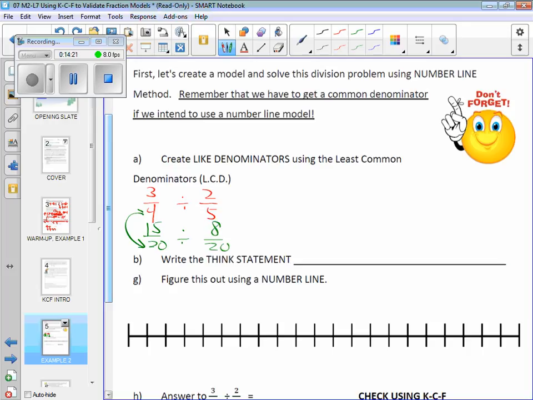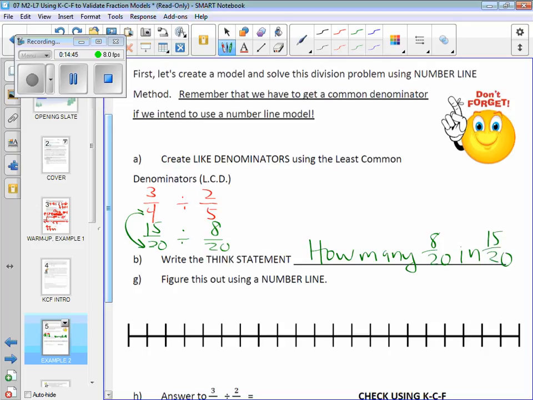Okay, here comes the think statement. Look back at the problem. Order matters. What into what? How many what in what? Kaylee Cams. Very good.